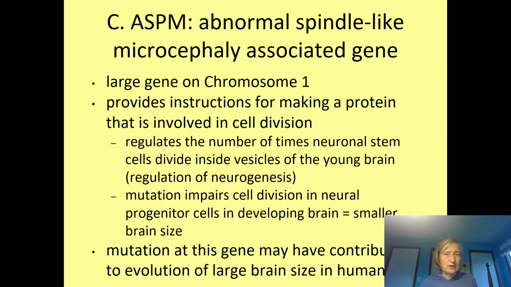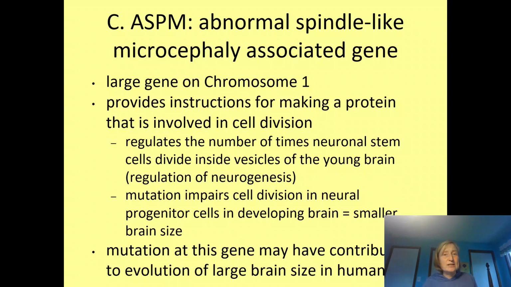And in particular, this protein seems to be involved in cell division in cells early in embryonic development that are in the brain. So what it does is it regulates the number of times that neuronal stem cells, these progenitor cells, if you will, that are going to divide and become the neurons of the brain, divide in a young brain. It regulates the development of neurons.